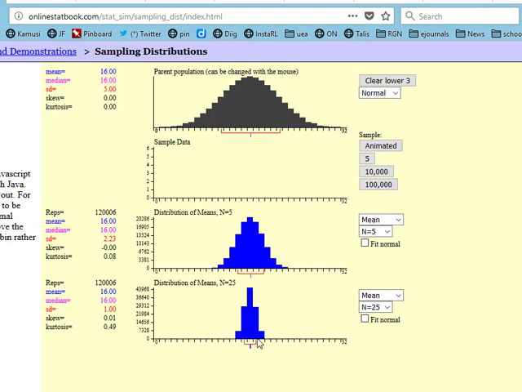So a big advantage of taking a sample, and especially as big a sample as possible, is that you can be pretty confident that your sample mean is going to be one of these, and it's going to be pretty close to the true population mean. So that's a great advantage of taking a sample.